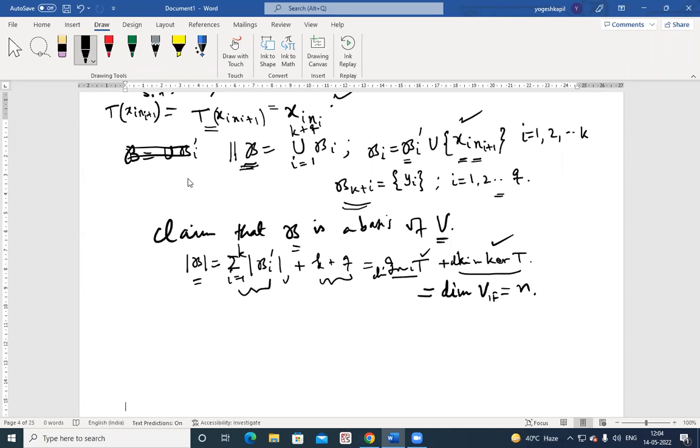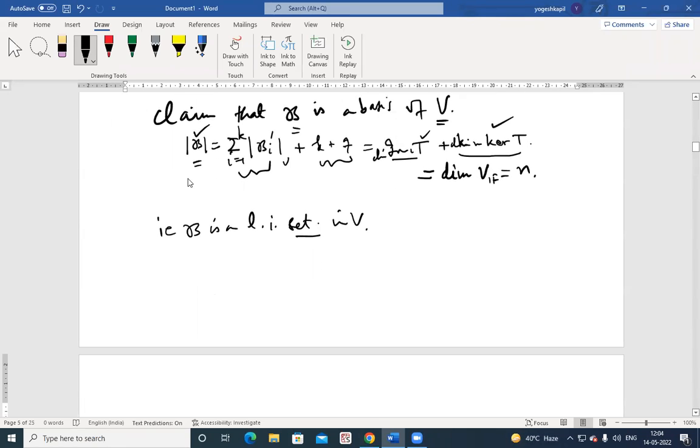Now, what is left to prove? The only thing left to prove is that the elements in B are linearly independent. That is, B is a linearly independent set in V. That would lead to B being a basis of V. All right. So let us prove the linear independence.